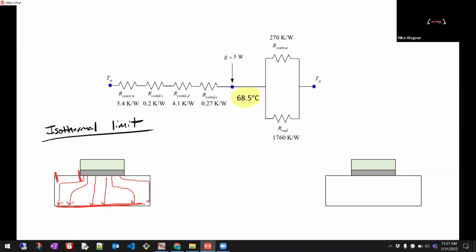Okay, what would be the alternative to the isothermal limit? Well, over here we could say heat that's coming in here can only move in this direction. And that would imply then that this whole region over here is not involved in the heat transfer. Okay, we would call this the adiabatic limit.